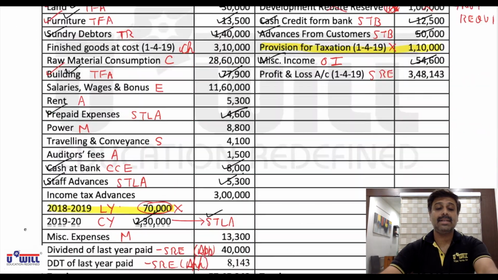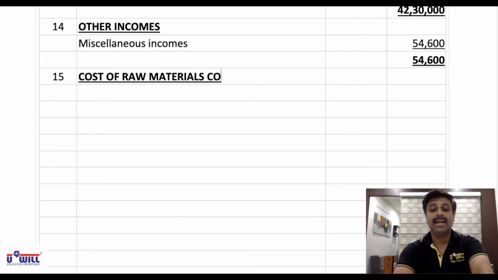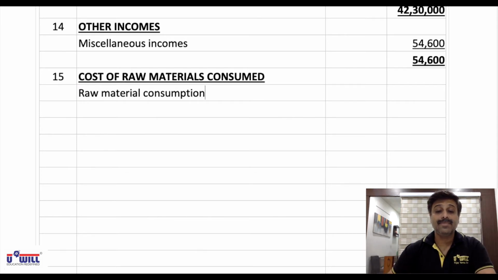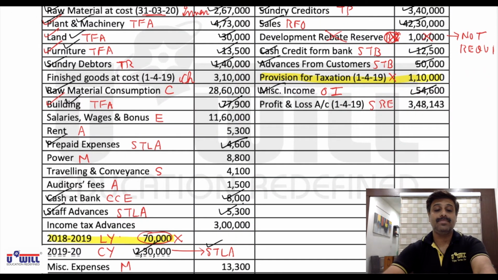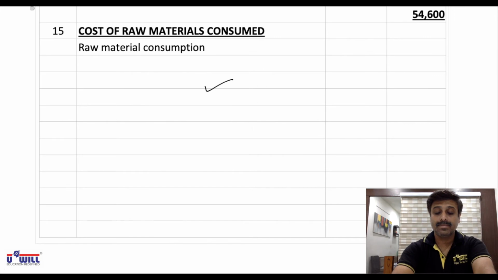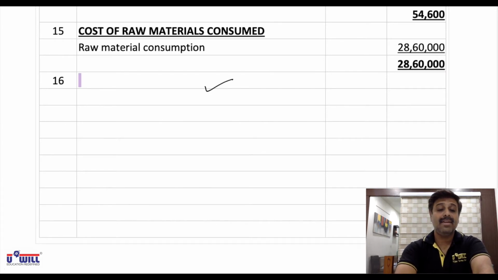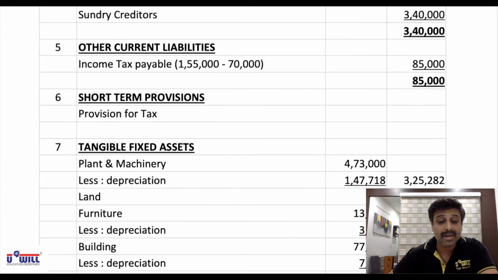Then after other incomes, in expenses we have consumption of raw materials or cost of raw materials consumed. It is directly given in the trial balance, raw material consumption, 28,60,000. And that itself will become the total. After consumption of raw materials, we will have purchases of stock in trade. I think we don't have. Raw material is there, but purchase of stock in trade, B marked item, is not there.